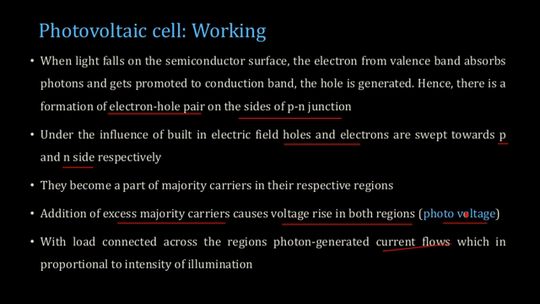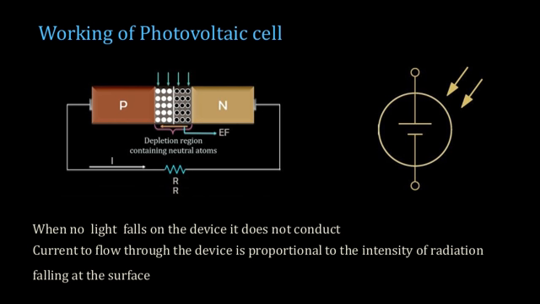It works very similar to a diode. The only thing is that you are not supplying any external source of energy for the photovoltaic cell. Rather, the energy is the light intensity that is there, or the radiation that is there. So this is the circuit symbol for a photovoltaic cell. The circuit symbol is very similar to a diode, with light falling on the diode.